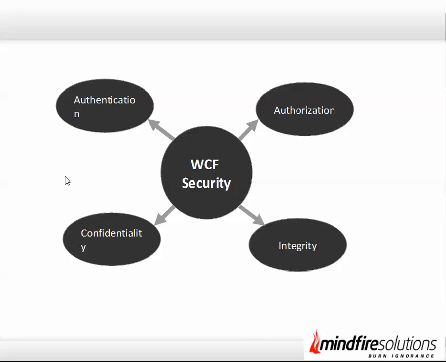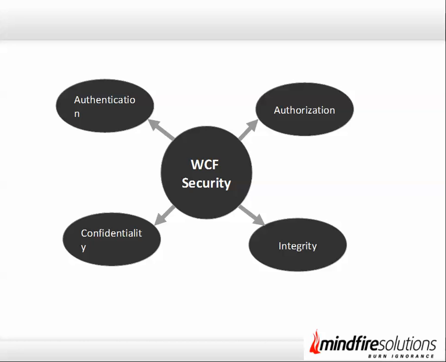Now, WCF security. Before that, we need to first figure out what these four things mean, because WCF security is based on providing these four pieces of information to the client. That is authentication, whether the client is authenticated to use my service or not. If you want to provide that, then you can use the authentication part. Then authorization. I have created several service contracts or operation contracts, but I want this client to use only five operations, and another client to use the other five operations.